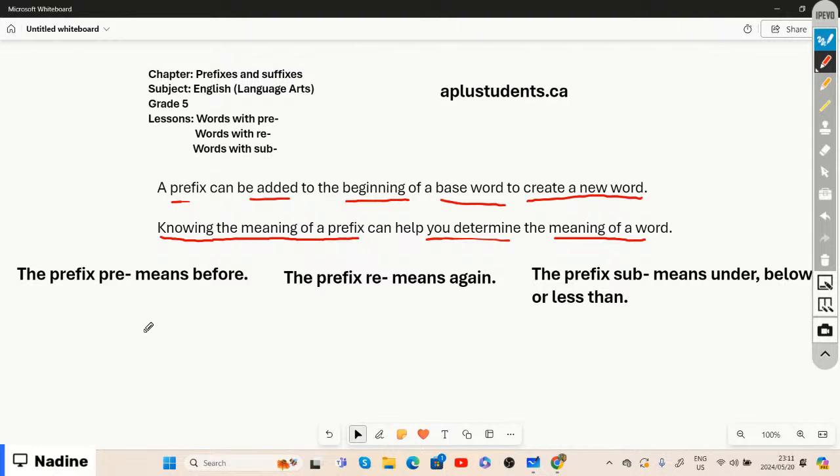So if we look at these few words, we said it's going to be words with pre, re, and sub, which means that pre means something, re means something, and sub means something. So when we add it to a specific word, the words are going to change based on what these three prefixes mean.